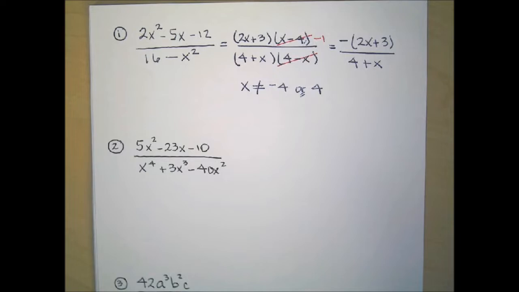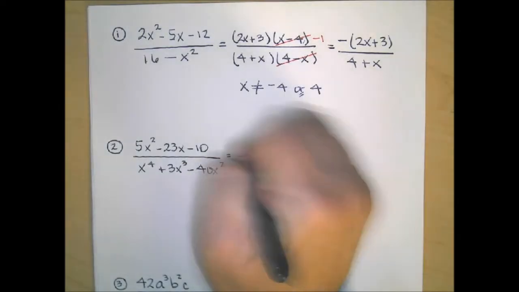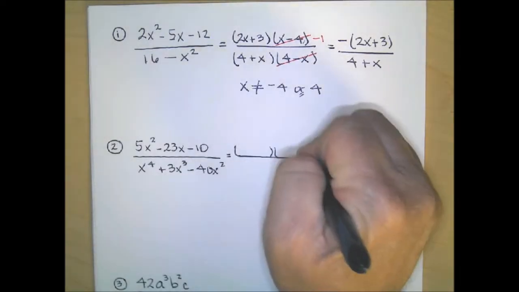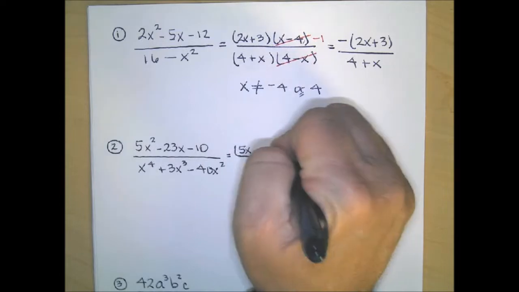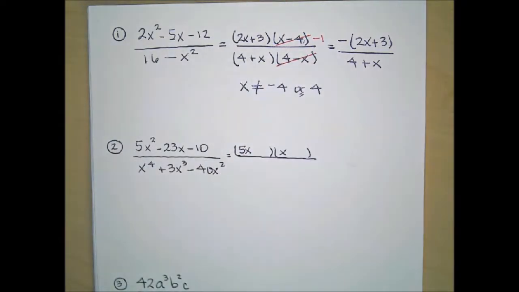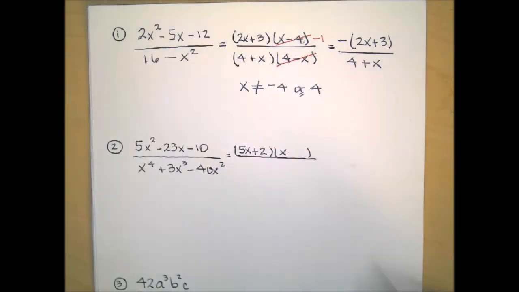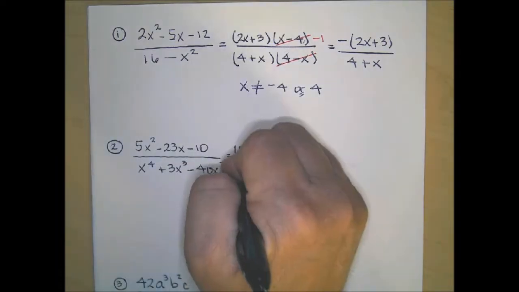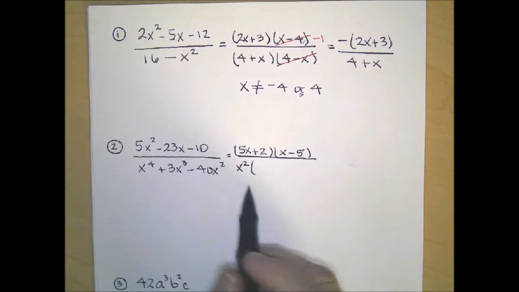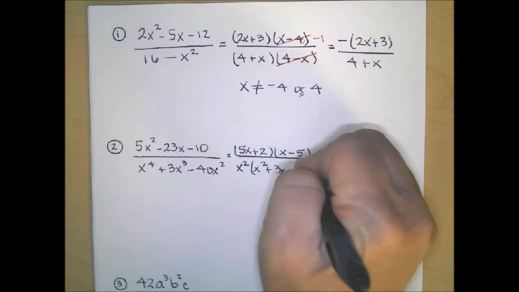So moving on to problem number 2, it's pretty much the same thing. My numerator is another guess and check. So for this first factor, I'm going to put a 5x right here and a 1x right there. And when you go through the process of guess and check, you're going to find 5x plus 2 for this one and x minus 5 on that one. Now this one right here is going to start off with a GCF of x squared. And if you factor out the x squared, you're going to get x squared plus 3x minus 40.